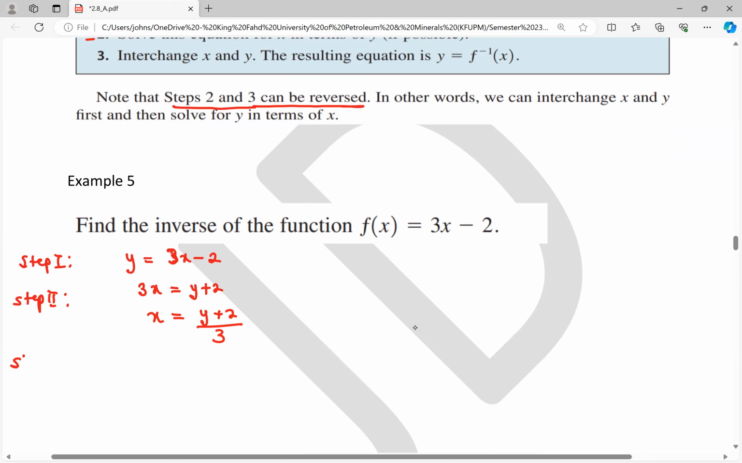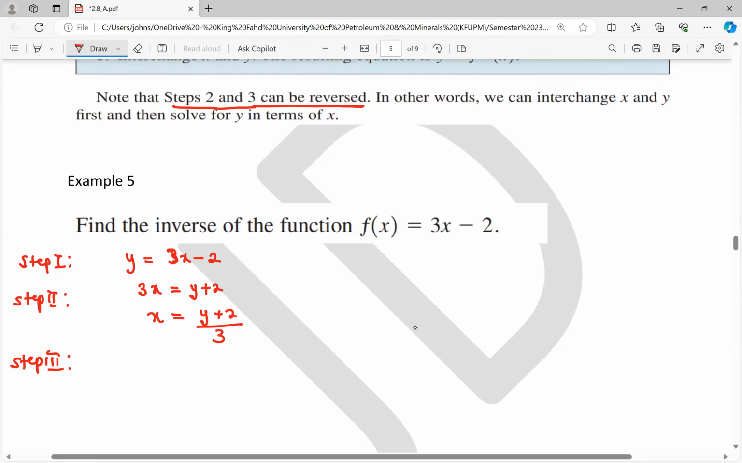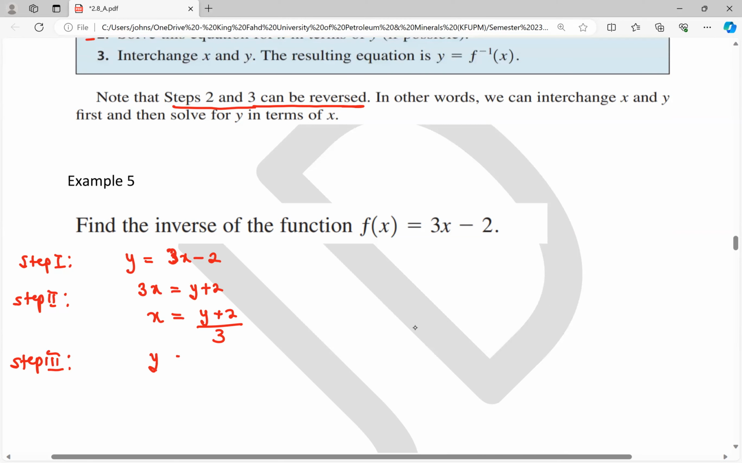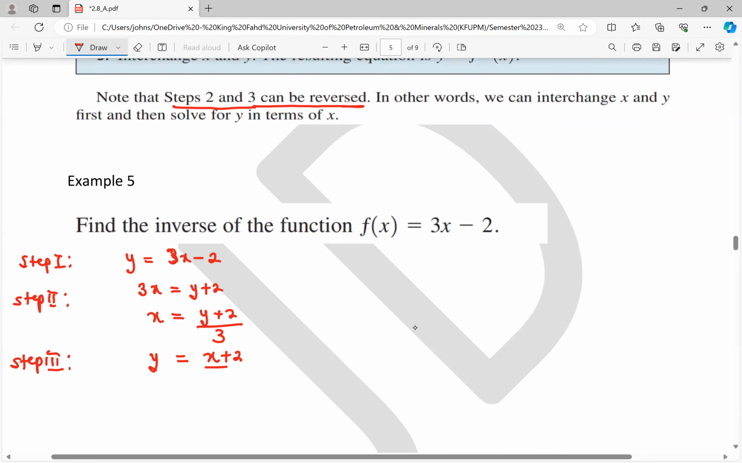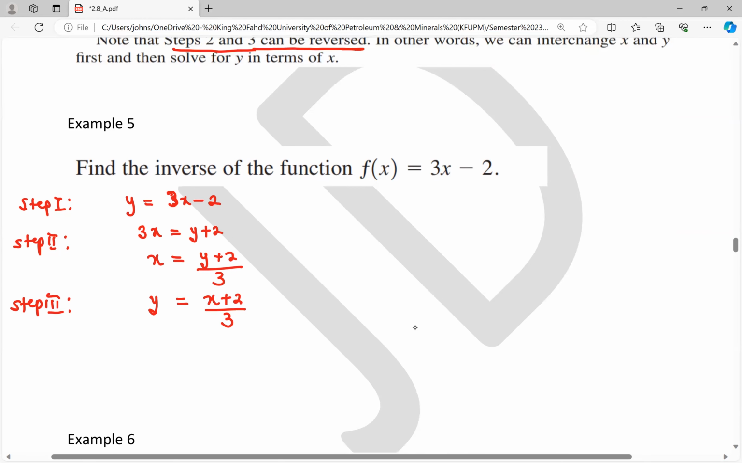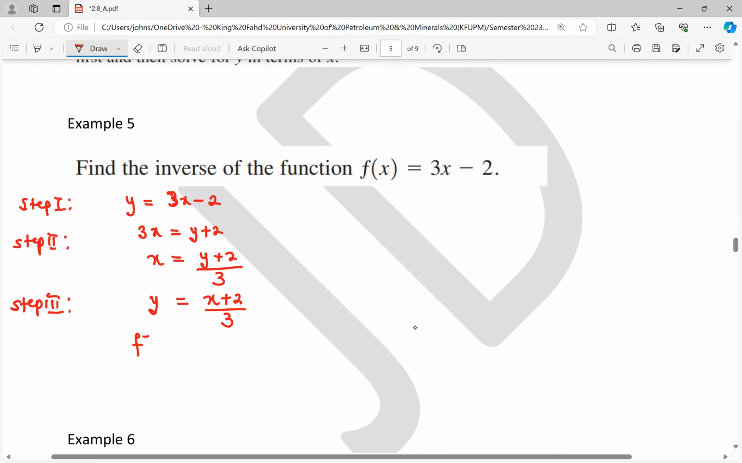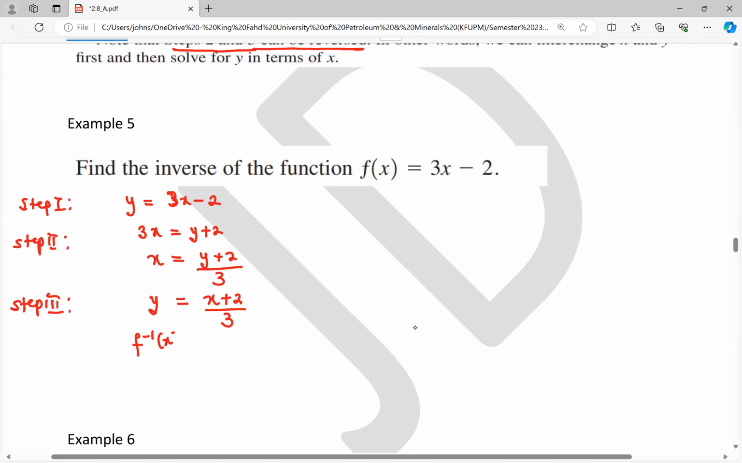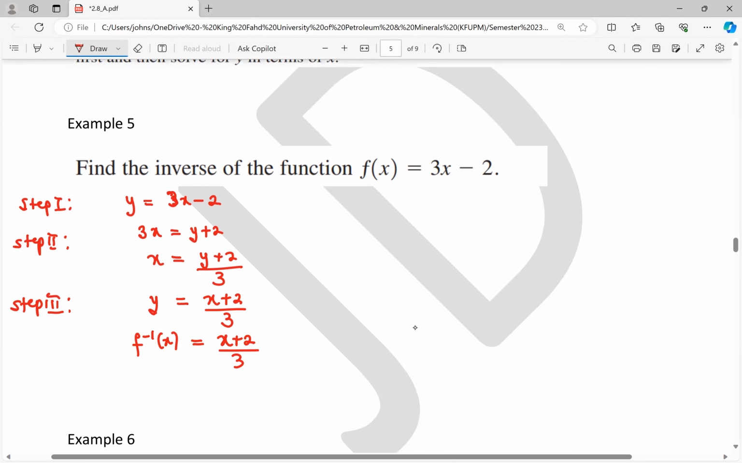Now step 3, we need to interchange x and y. So instead of x, it becomes y. And here, instead of y, it becomes x plus 2, everything over 3. So all we need to do is just take this y as our f inverse of x, which is equal to x plus 2 over 3.